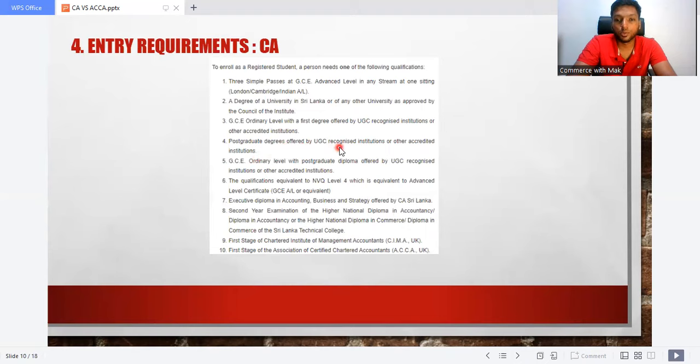Postgraduate degrees offered by UGC recognized institutions or other accredited institutions. GCE ordinary level with a postgraduate diploma offered by UGC recognized institutions or other accredited institutions. A qualification equivalent to NVQ level 4, which is equivalent to an advanced level certificate or equivalent. Executive Diploma in Accounting, Business and Strategy offered by CA Sri Lanka. Second year examination of the Higher National Diploma in Accountancy, Higher National Diploma in Commerce, or the Diploma in Commerce of the Sri Lankan Technical College. First stage of the Chartered Institute of Management Accountants, first stage of the Association of Chartered Certified Accountants.